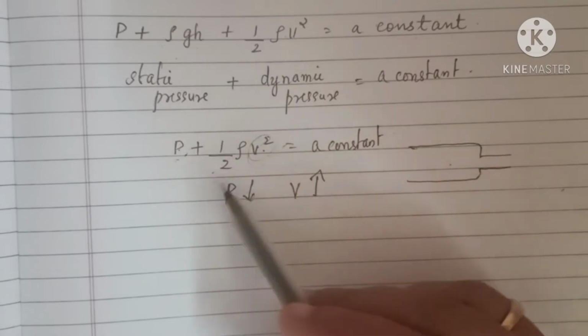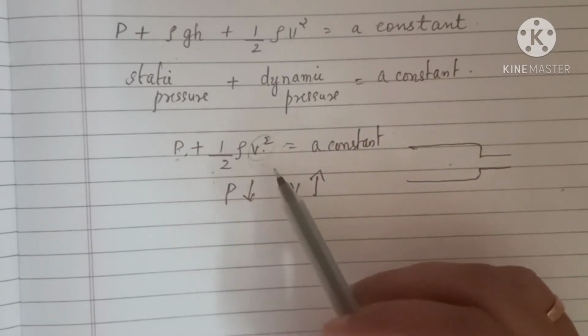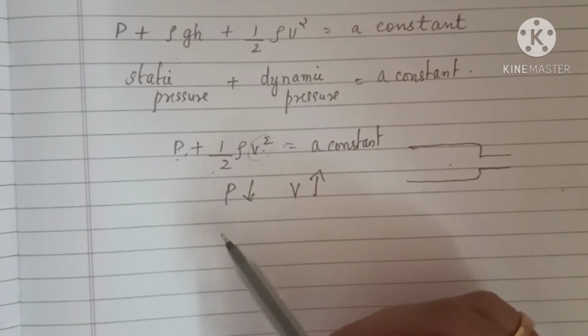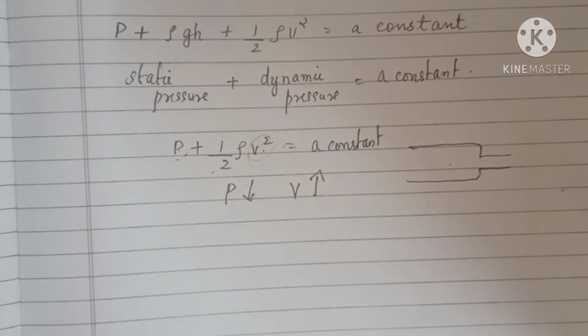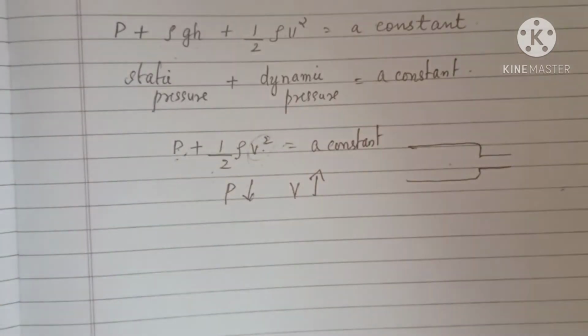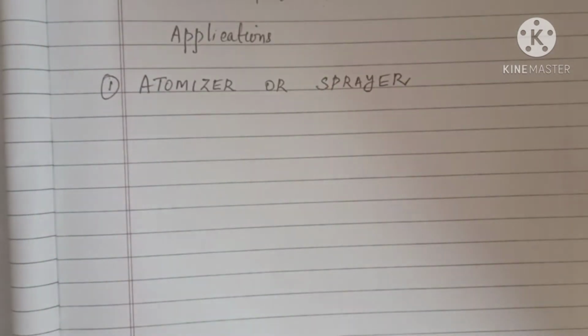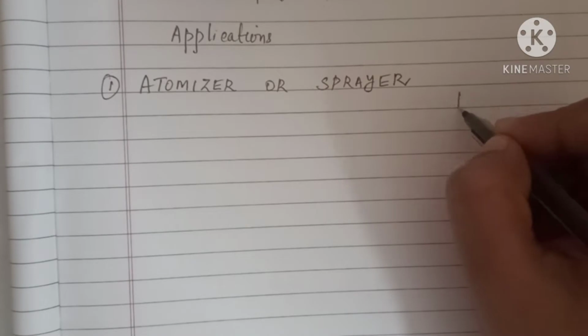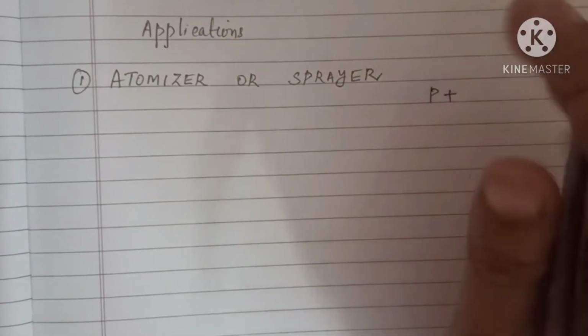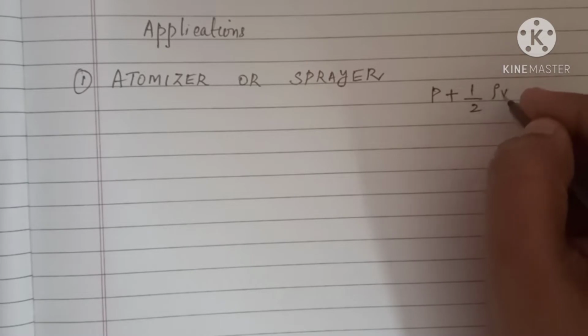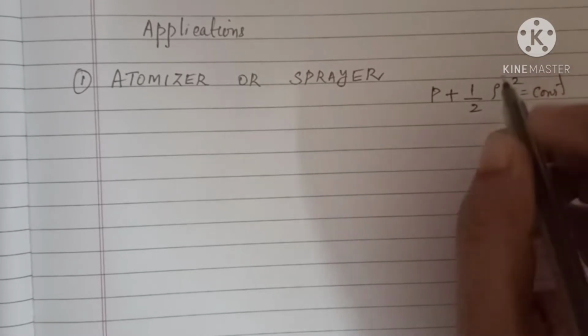This is an important aspect of Bernoulli's principle which finds many applications. So now we are moving to the applications of Bernoulli's principle. The first application of Bernoulli's principle is the atomizer or sprayer. Let us check how an atomizer works on the basis of Bernoulli's principle. You are all familiar with a sprayer or atomizer, and you know the equation P plus half rho v squared is a constant. So keep this in mind.